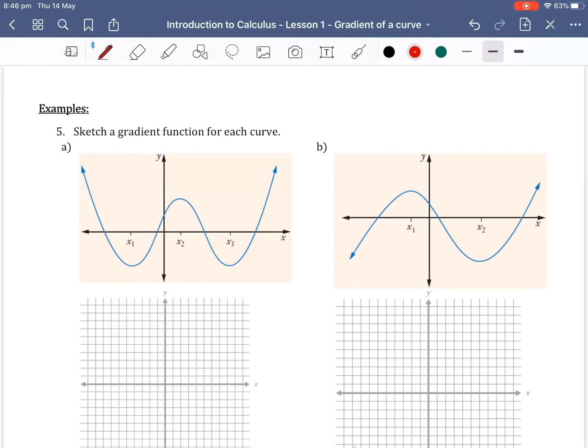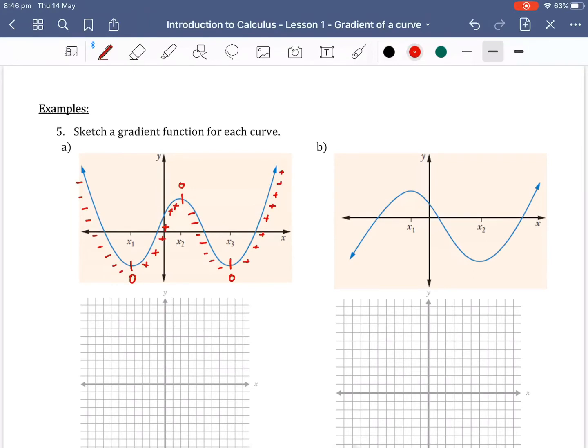So first we mark in where the gradient is positive, negative, and 0 on our original graph. So it is 0 at x1, it is 0 at x2, and it is 0 at x3. And then we're going to put in when it's positive and negative. So it is negative before the first turning point, then it's positive up to the second turning point, then it's negative, and then it's positive after the third turning point onwards.